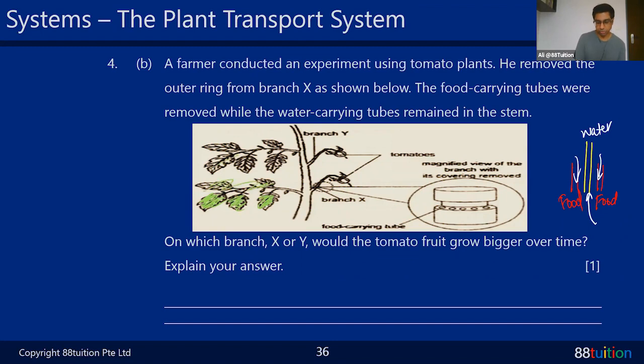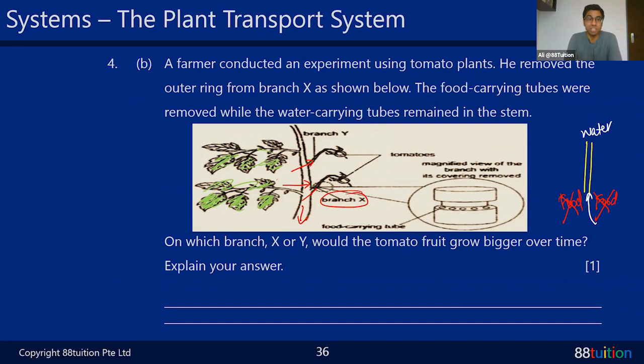So the food is trying to get to the other side, right? Where is the food trying to get to? The food will be sent all the way to every part. However, this branch X, we cut away the outside, which means we cut again. I'm going to erase. We cut away the food supply. Therefore, there's no food. So will branch X grow better or will branch Y grow better?